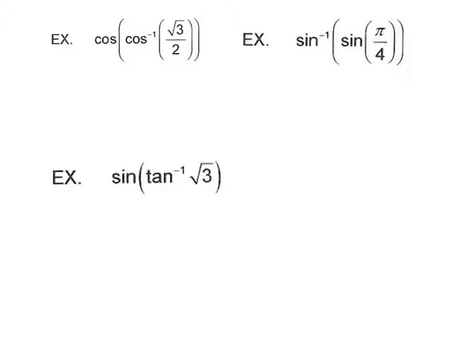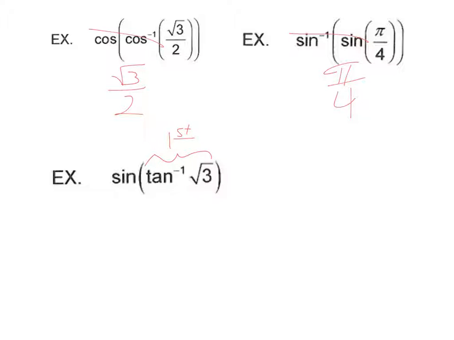We used inverses a little bit in an earlier lesson, and we learned that trig functions and their inverses cancel each other out. So if I've got the cosine of the inverse cosine, those two things just cancel, and I'm left with the square root of 3 over 2. Or if I have the inverse sine of sine, those cancel, and I would just be left with pi over 4. But look when you have a combination of two different trig functions. You'll want to evaluate the inside one first.